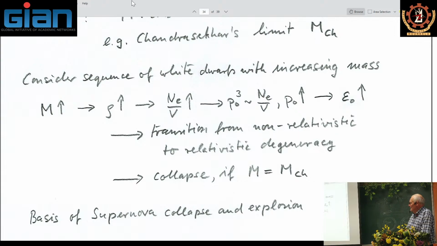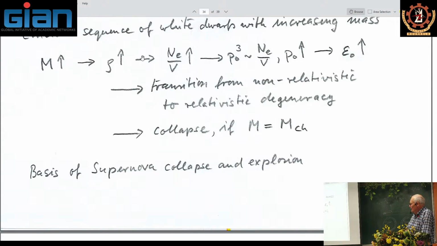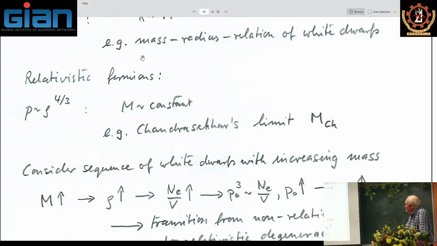Okay, so this process, both in very massive stars forming iron cores, or in binaries where white dwarfs get mass from their companion, Chandrasekhar's mass plays a decisive role. Okay, this is the basis of supernova collapse and explosion. Did I forget something? No. Okay.